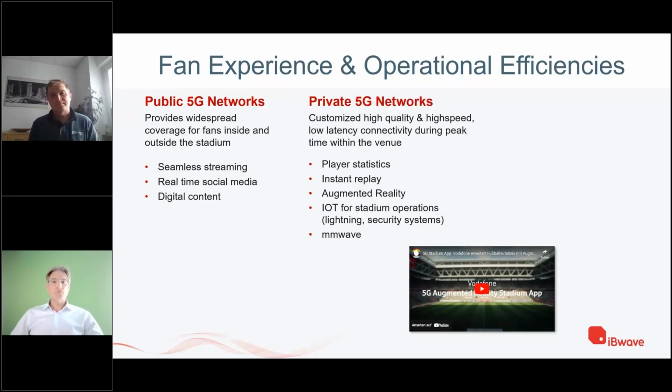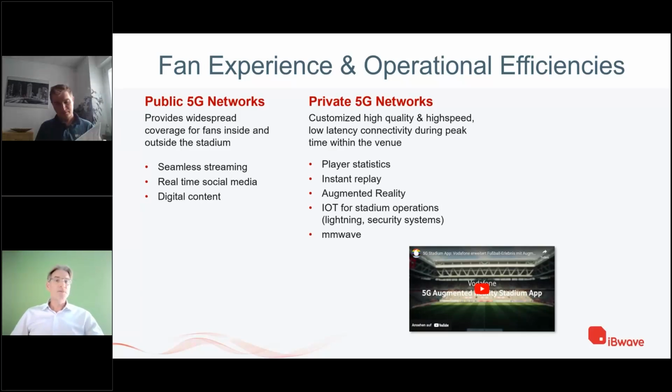Private 5G networks will give you some more benefits. You can get really high bandwidth, because for private 5G networks you have a dedicated frequency band, which allows you to have more data transmitted. Like in the millimeter wave band, you will get around 400 megahertz of bandwidth, which allows you to do a lot with augmented reality, statistics, instant replay, and all that stuff.